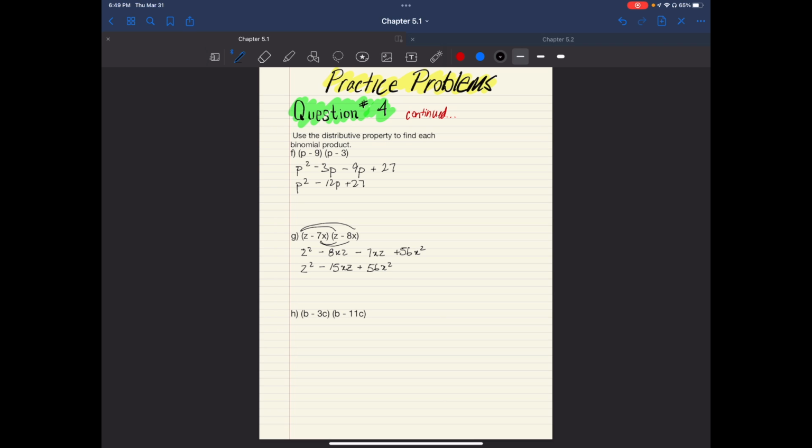Last one here, b squared. Then we have negative 11bc, negative 3bc, negative 33c squared. Collect like terms, b squared minus 14bc minus 33c squared.